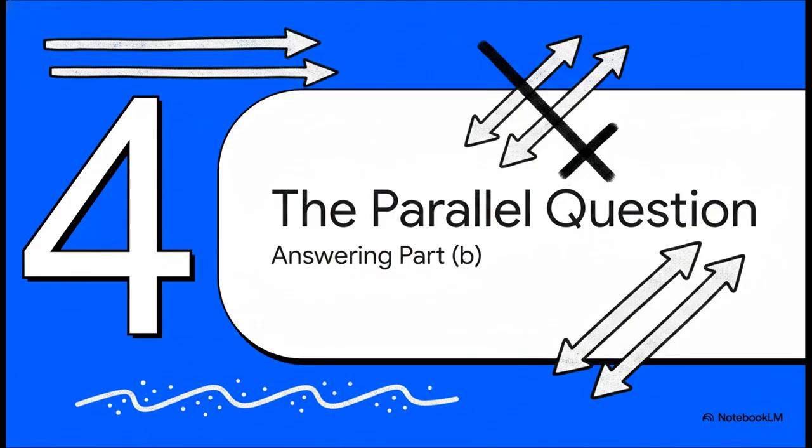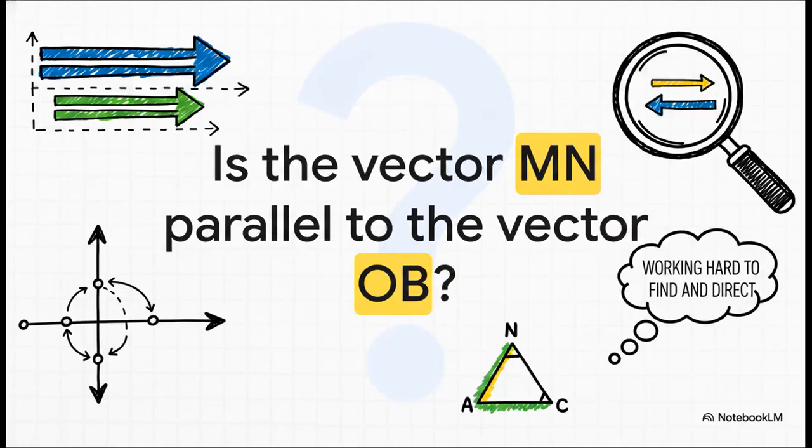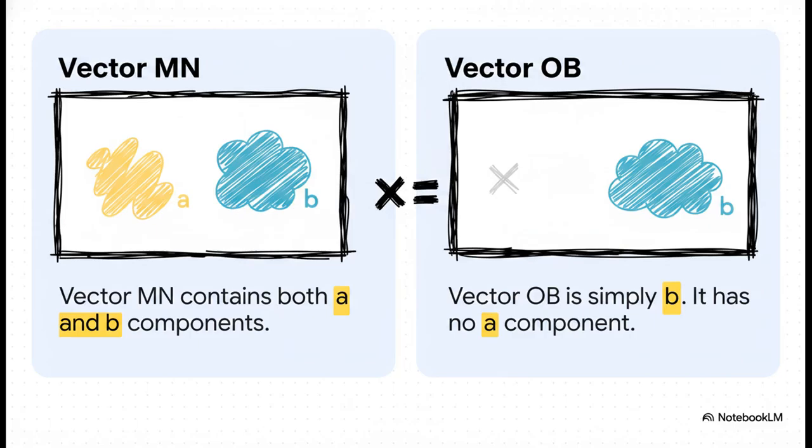But of course, there's a part B. And it's a classic follow-up question that really tests if we understand the answer we just worked so hard to find. We need to figure out if our vector MN is parallel to another vector. So here's the question, plain and simple. Is the vector MN, which we just found, parallel to the vector OB? Let's just put them side by side and take a look. Our expression for MN has both A parts and B parts. But what about OB? Well, vector OB is simply B. There's no A component at all.